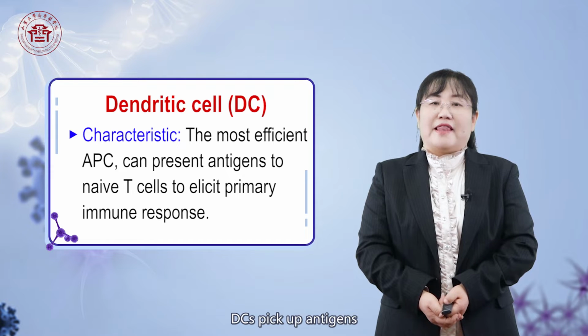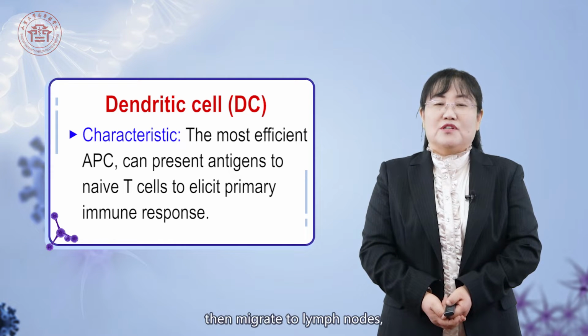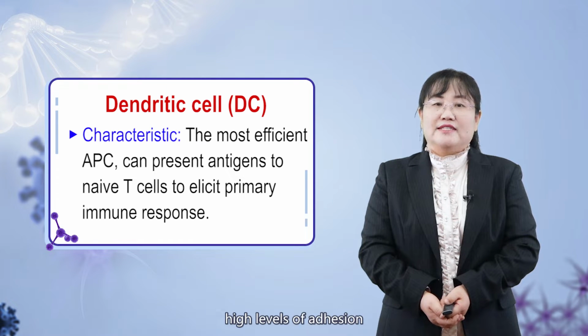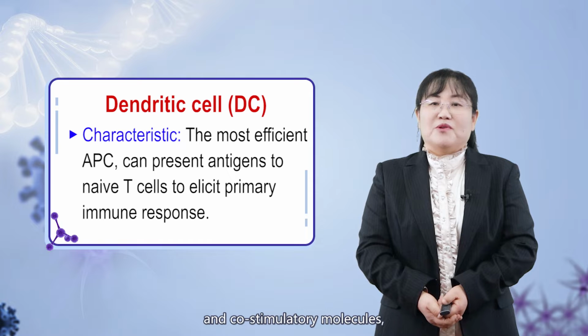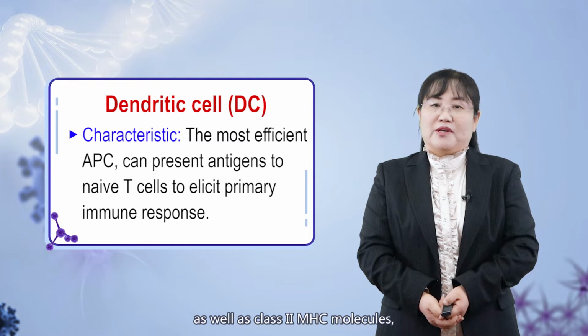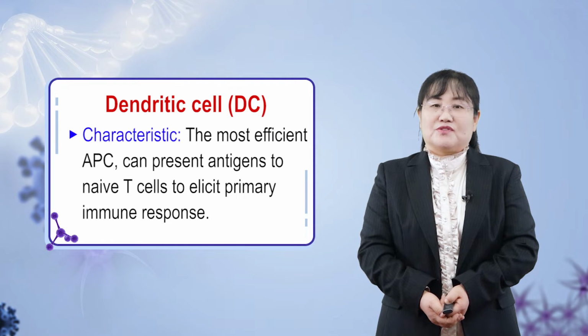DC pick up antigens in peripheral tissues and migrate to lymph nodes, where they express high levels of adhesion and co-stimulatory molecules, as well as class 2 MHC molecules, which interact with TCR and CD4 on helper T cells.